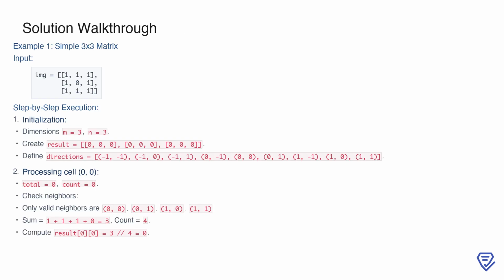To begin solving the image smoother problem, let's consider a simple example with a 3x3 matrix. The input matrix consists of integers, and our goal is to compute a smooth version of this image by averaging the values of each cell and its neighbors.